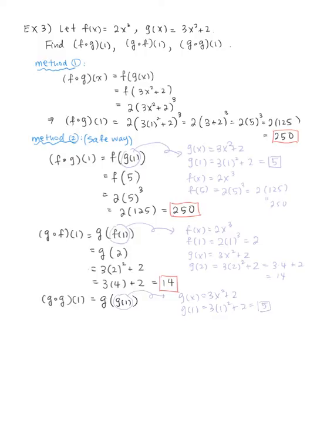Okay, so now I'm going to replace our g of 1 with 5. Now this is telling us to compute g of 5. So in place of x, we're going to replace that x with 5. So now what we're going to get here is 3 times 5 squared plus 2, which is 3 times 25 plus 2, which is 75 plus 2. So our answer looks like it's going to be 77.